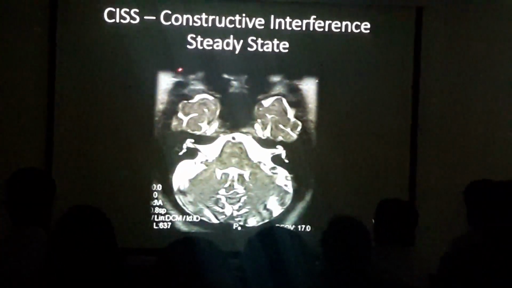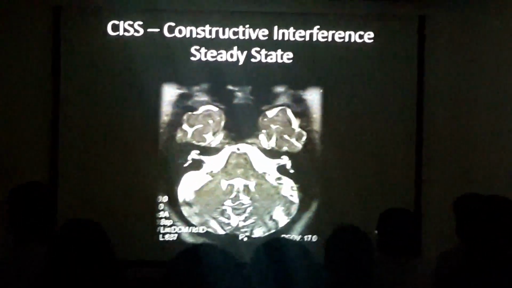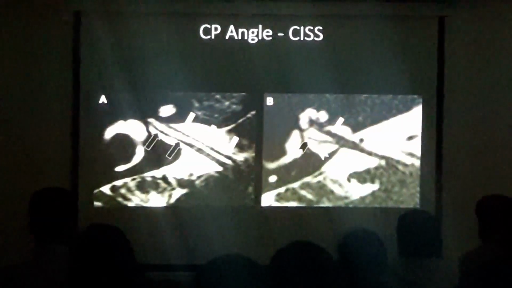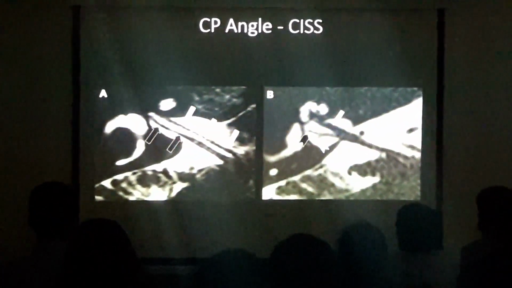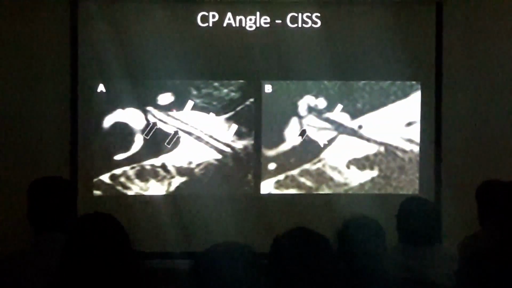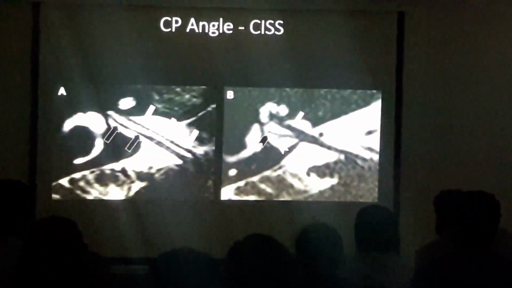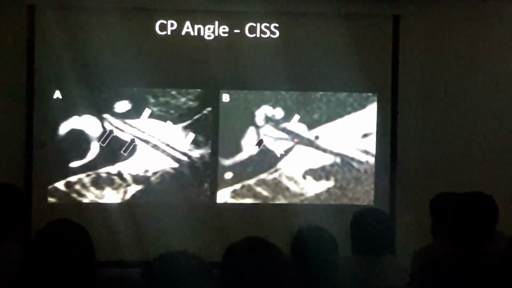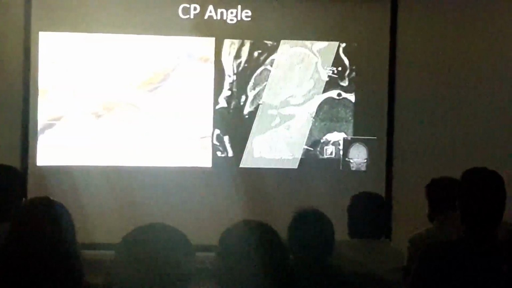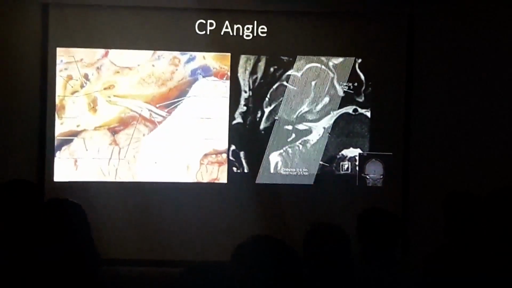The other sequence they use is the constructive interference in steady state sequence. Again, they also show distinctively the nerve fibers they differentiate. Through that also we can identify, inferiorly you can easily see the cochlear nerve and inferior vestibular nerve. In the superior view you can see the facial nerve anterior superior, and posteriorly the superior vestibular nerve dividing into macula and others. So this is last. When we want to assess, we have to specifically ask the radiologist what we want.